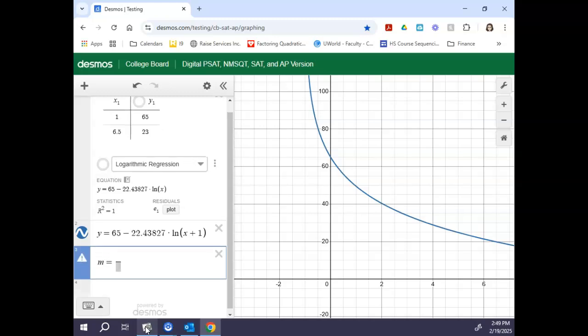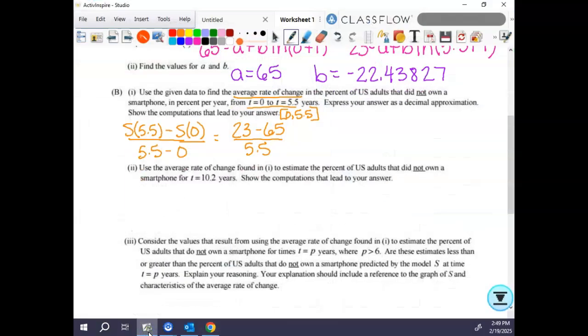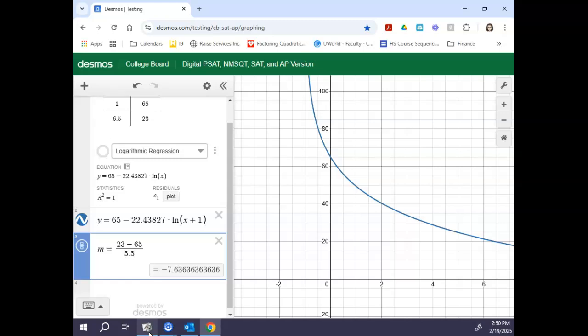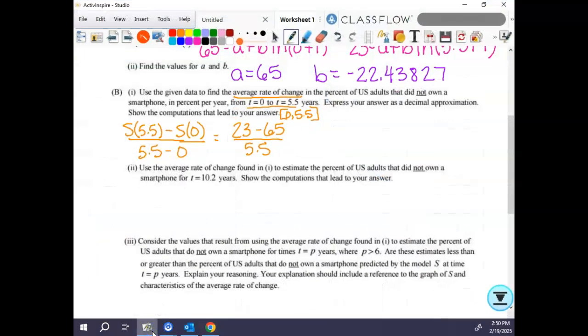and then I'm going to do it. And that was 23. No, let me make sure I do them in the right order. Yeah, 23 minus 65. 23 minus 65 over 5.5. Okay, now I would have gotten this number right here, regardless of whether or not I put the m in there. And then I'm going to write down 5 decimal places, so let's just go ahead and do that. That's equal to negative 7.63636. Now remember, we write down 5 decimal places in case we have to type something back in.